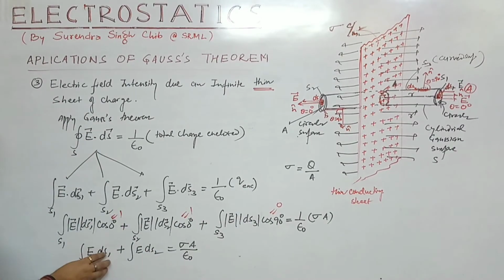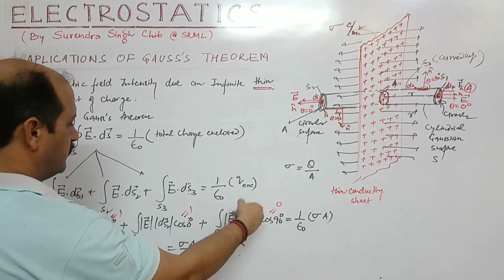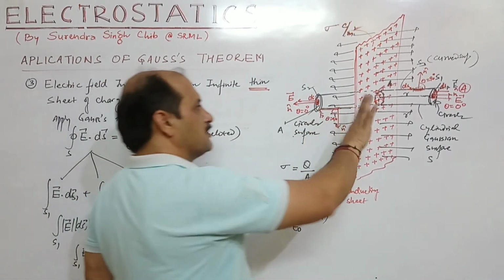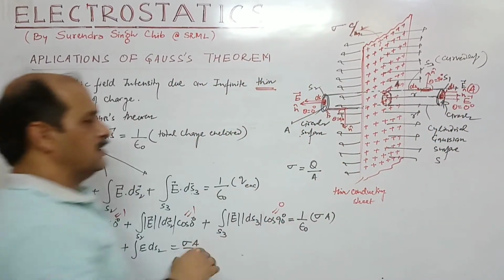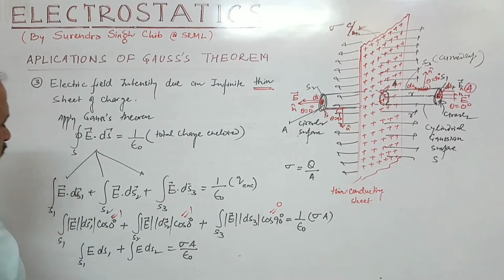Cos 0 is 1. This is cos 90 is 0. The third integral becomes 0. So who is contributing to the flux? Only the circular caps. This cap and this one. Curved surface area is not contributing to any flux. We are left with two integrals.